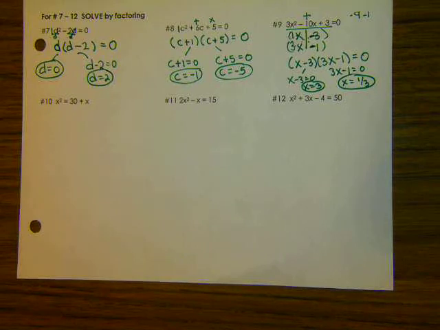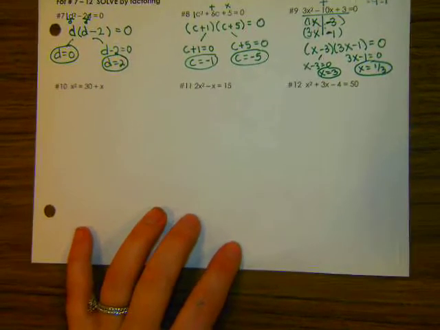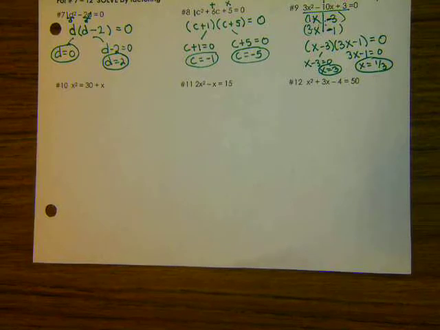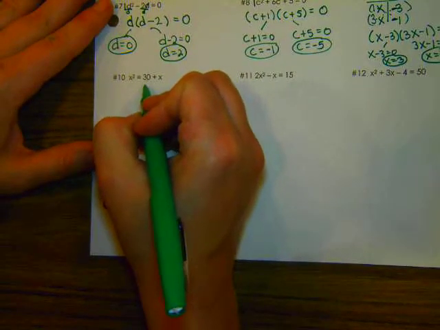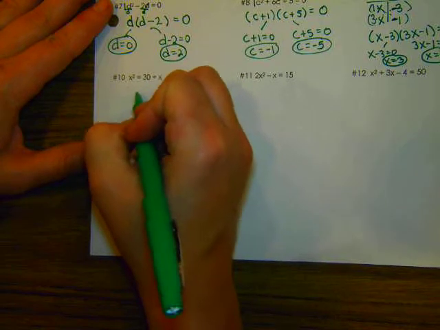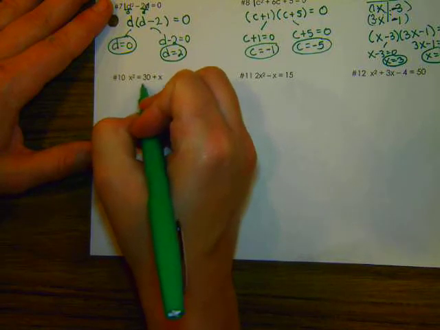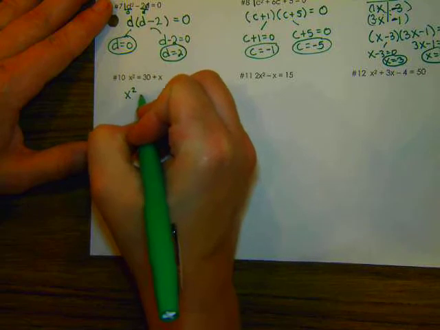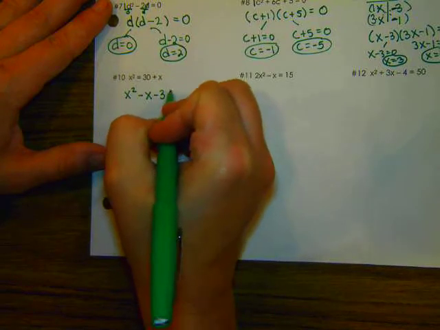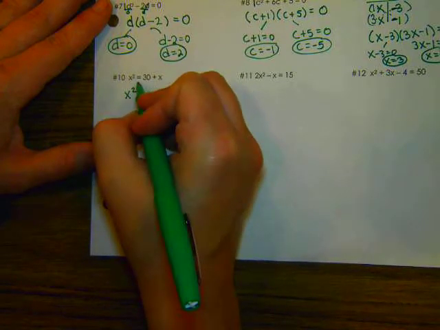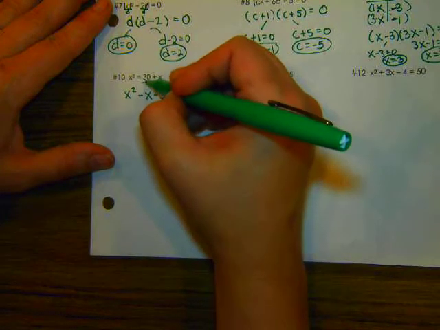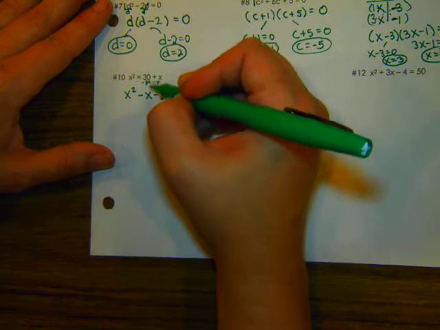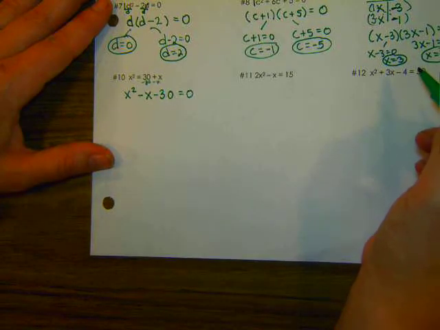Now, if you take a look at the last 3 here, they all have one thing in common. They are not set equal to 0. So you need to bring everything over to the side with the x squared. Okay? So I'm going to rewrite this as x squared minus x minus 30, so I could get 0 here. I subtracted them from the right side to bring them over to the x squared. You have to set it equal to 0.